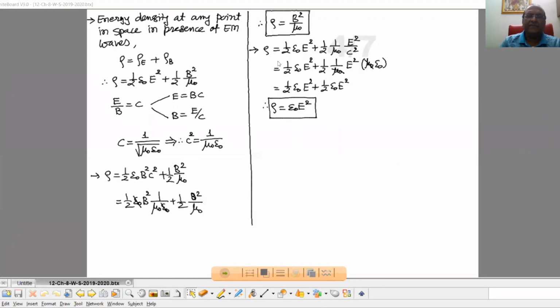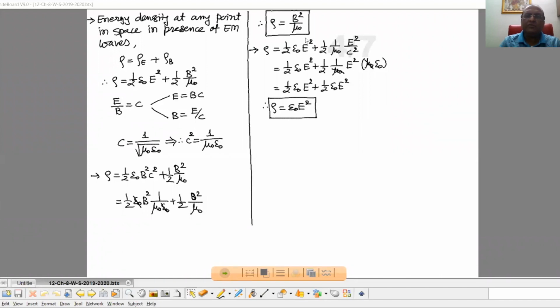Then, in this equation, take B equal to E by C. So half epsilon 0 E square plus half 1 upon mu 0 E square upon C square. Now 1 upon C square is replaced by mu 0 epsilon 0. So this mu 0 cancelled. So we can write this is equal to half epsilon 0 E square plus half epsilon 0 E square. So you will get rho equal to epsilon 0 E square.